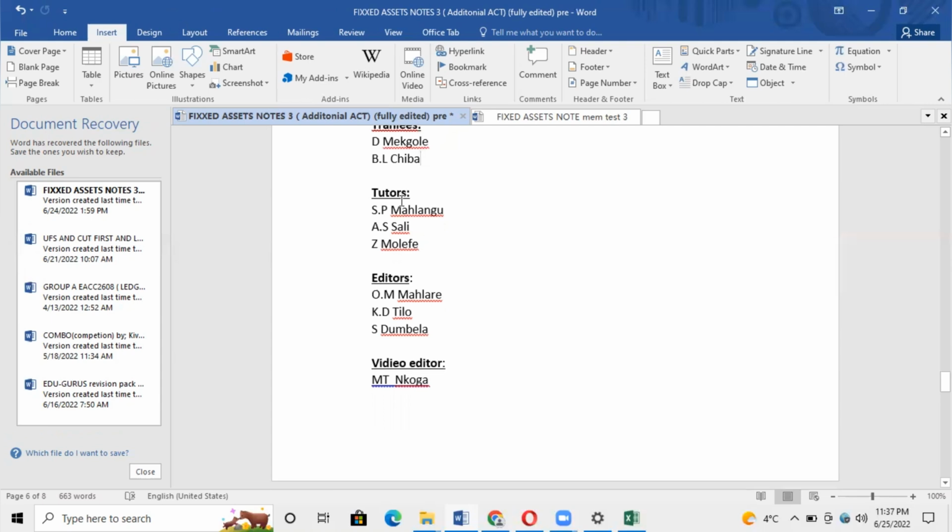Then I have my lovely tutors here. I have SP Mahlangu, my tutor from UFS. He's a third year student doing BCom Accounting. So yeah, he's a tutor for second year tertiary students. Then I have AS Sally, guys. She's also my tutor, tutoring here at UFS, second year tertiary students. Then I have Zed Molefe. She's from CUT, tutoring second year auditing students.